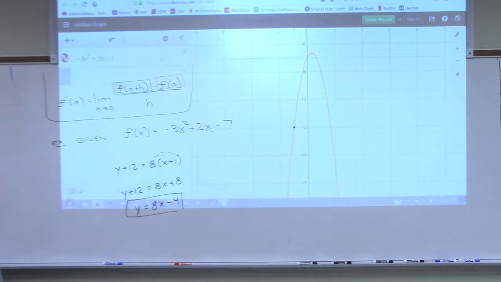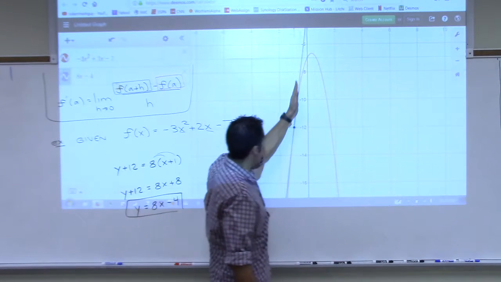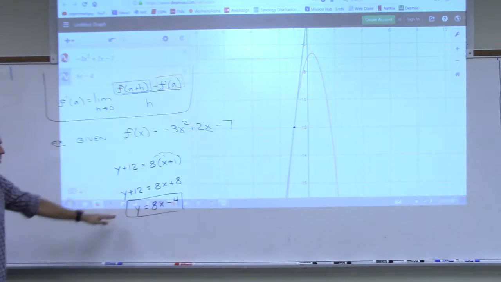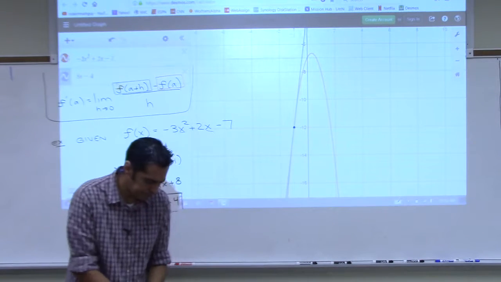So it was 8x minus 4. There it is. See? We just found the line that goes right through that point and runs tangent to that curve. And this is it right here. Make sense?